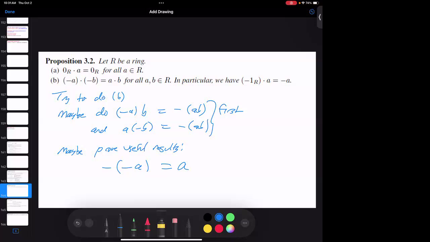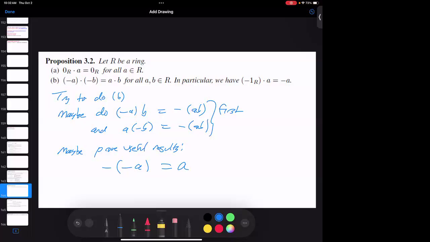How would you read it? The inverse of the inverse. Which inverse? You have to be very explicit. The additive inverse of the additive inverse of A is A. Does that seem very reasonable? Yeah, that shouldn't be too bad.